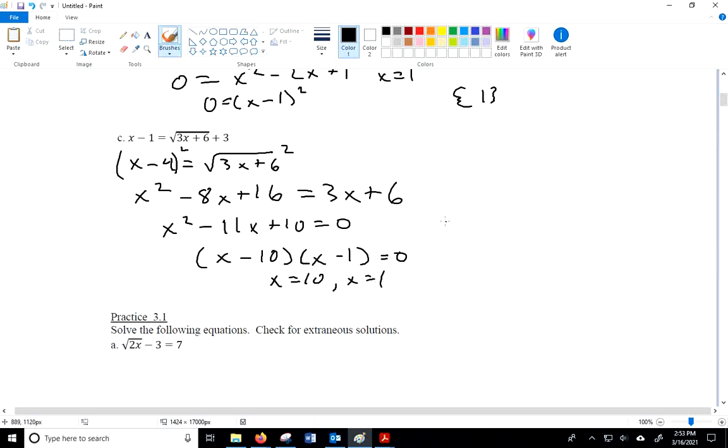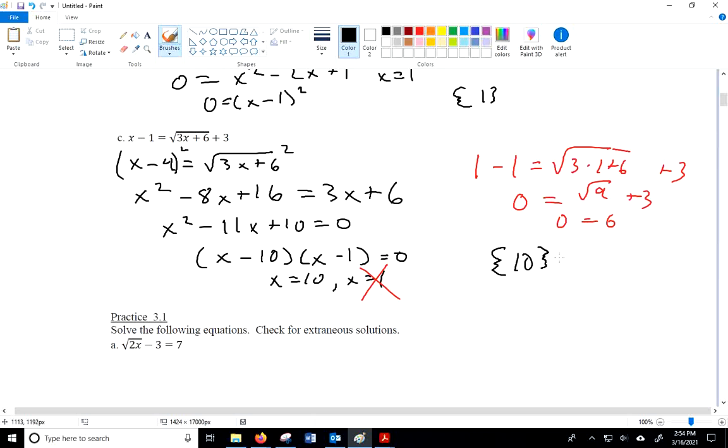And if you plug them in, you'll see that the x equals 10 definitely works, but the x equals 1 does not. Let's see what happens when we plug in the 1. You get 0 equals 6, which is a false statement. So that's not the right answer. Just the number 10 is the right answer.